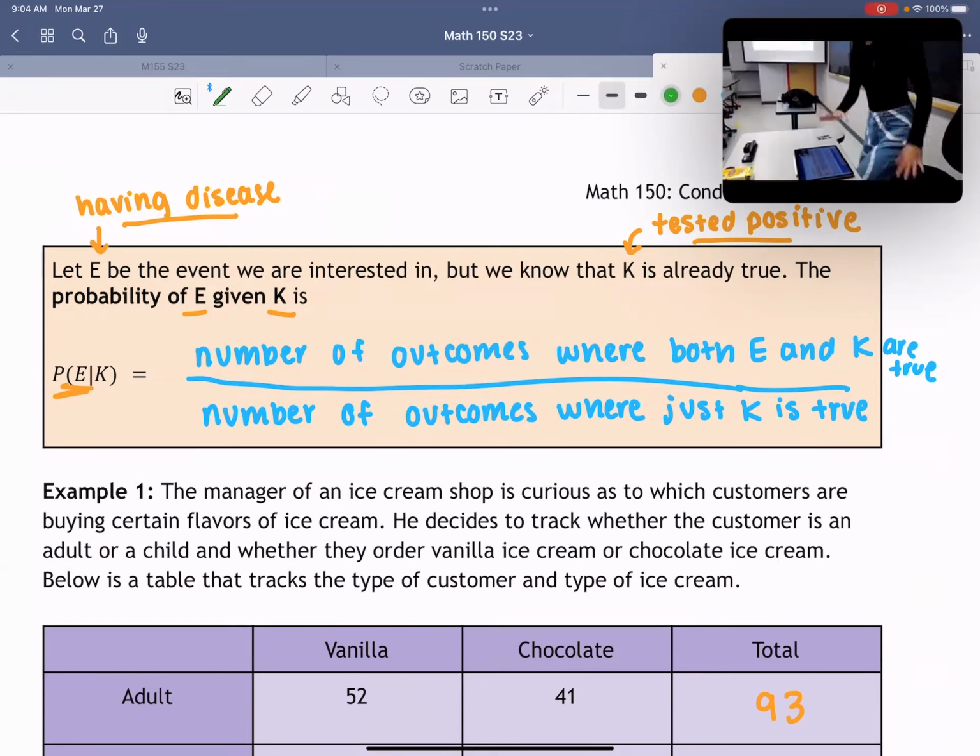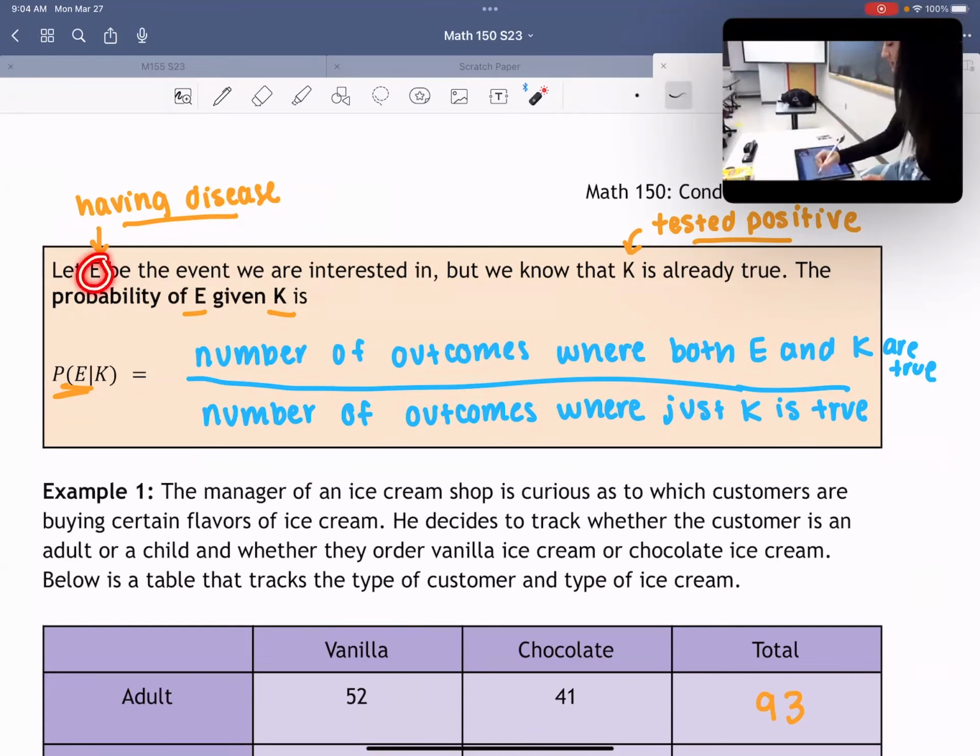And what I said is, okay, let's say we have two things. Let's say I want to find the probability of something called big E, for example, having the disease. And I already know that this other event, which I call K, is true. So I want to know the probability of having the disease, given that I already know I tested positive. We call this conditional probability. We label it the probability of E with a line through it and K. This line is basically like the given symbol. It just means we're dealing with a conditional probability question.